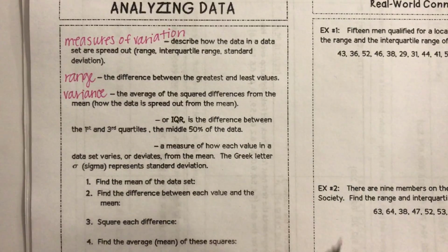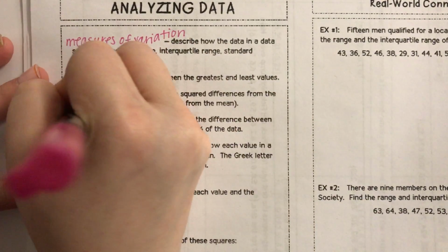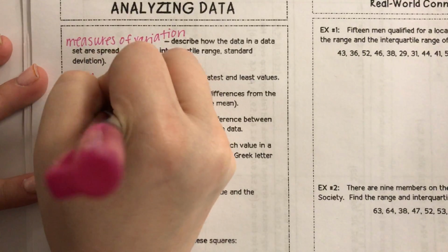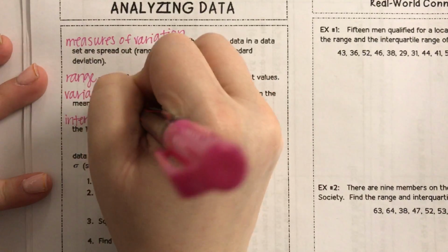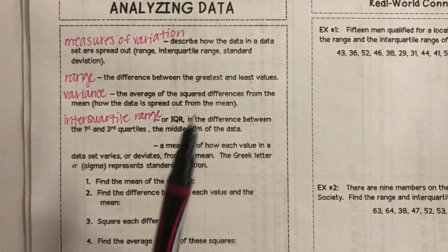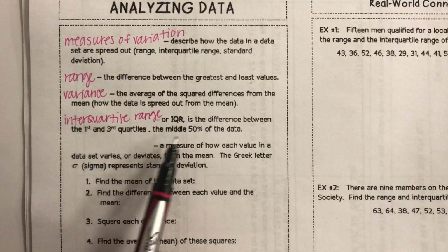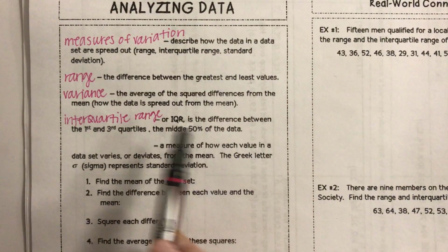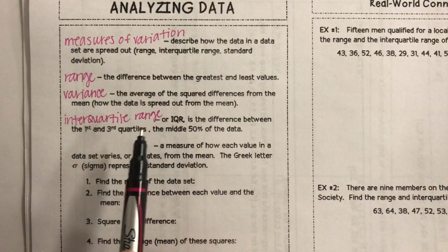Okay, so the interquartile range, which we talked a little bit about in concept number 4, or IQR, is the difference between the first and third quartiles, the middle 50% of the data. I'm actually going to show you how to figure out the interquartile range. It's really, really easy.